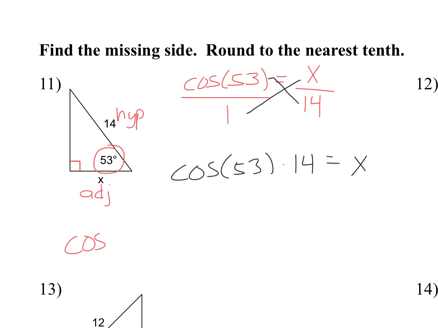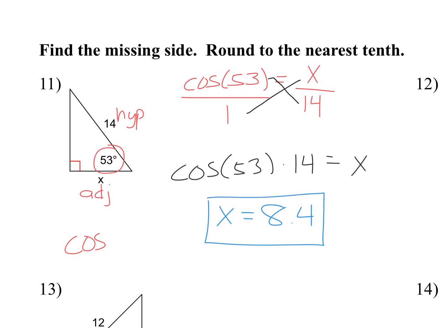So what are we doing to solve? Right, we're multiplying. So get out your calculator. If you need one, you might have to share. Type in 14 times cosine of 53. Someone shout something out when you get it. 8.42. It is 8.4. Please raise your hand if you got something different, because your calculator's in the wrong mode if you did. Did everyone get 8.4? Okay.